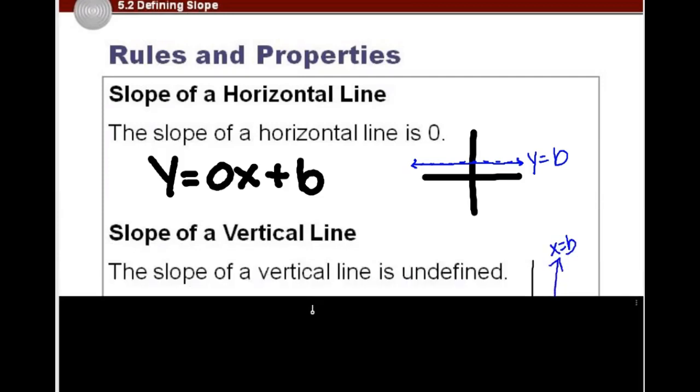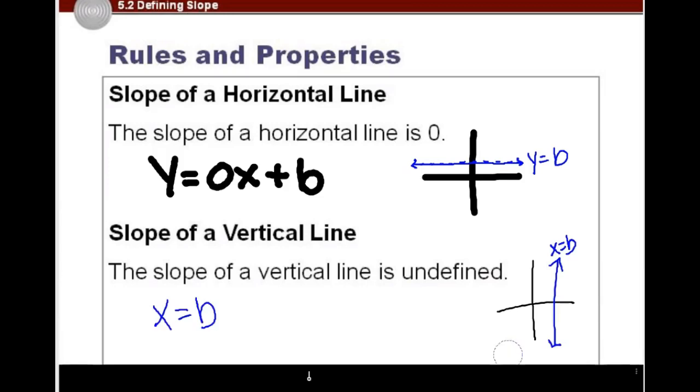The vertical line is a little bit different. Okay, do you remember the formula for a vertical line? If the horizontal line is y equals a number, what would a vertical line be? X equals a number. Okay, we say that the slope of a vertical line is undefined. Okay. Horizontal line, the slope is 0. Vertical line, it's undefined. All right.